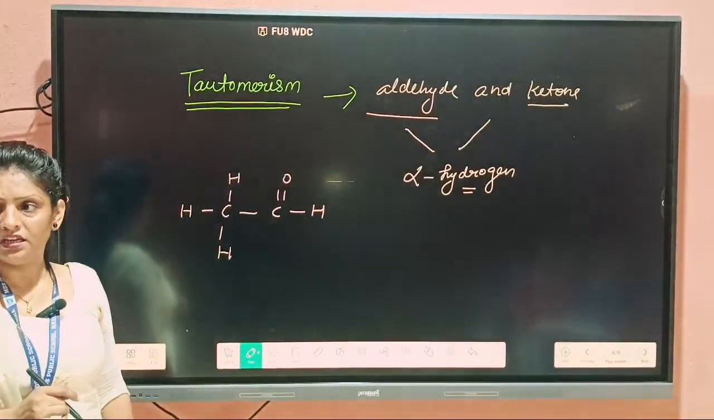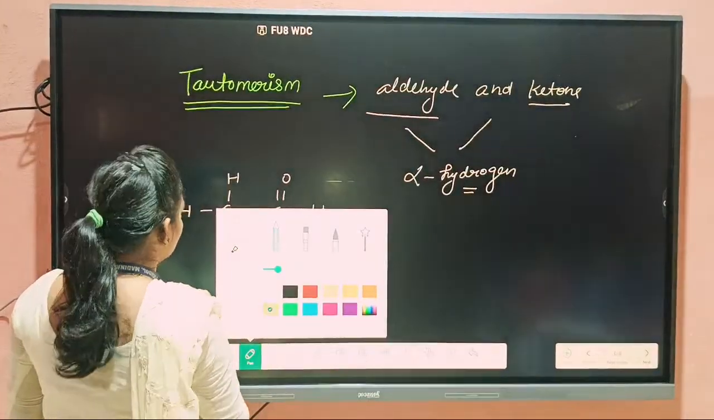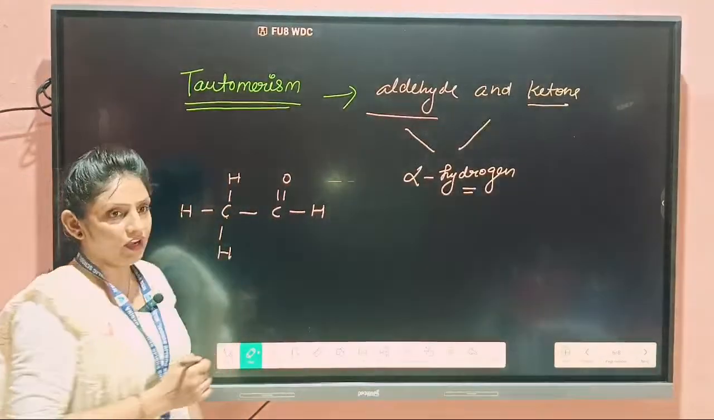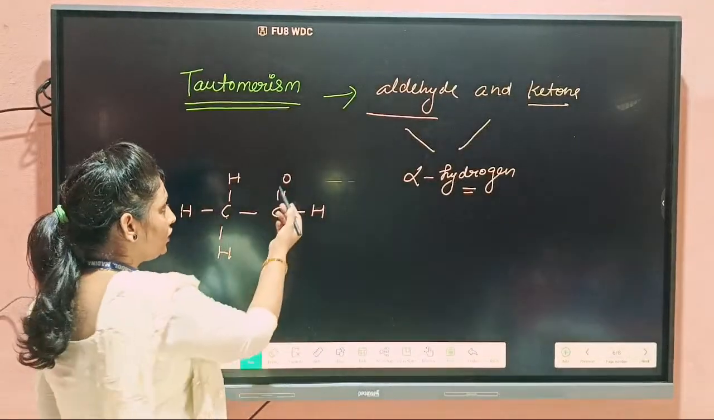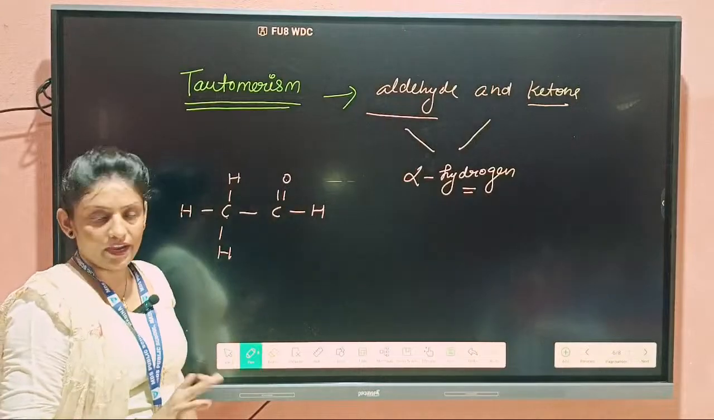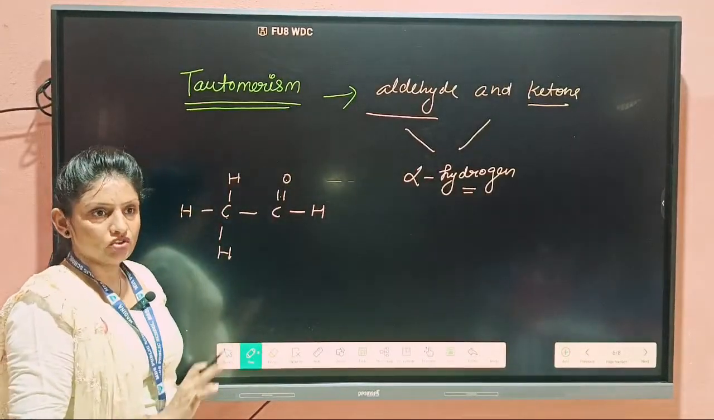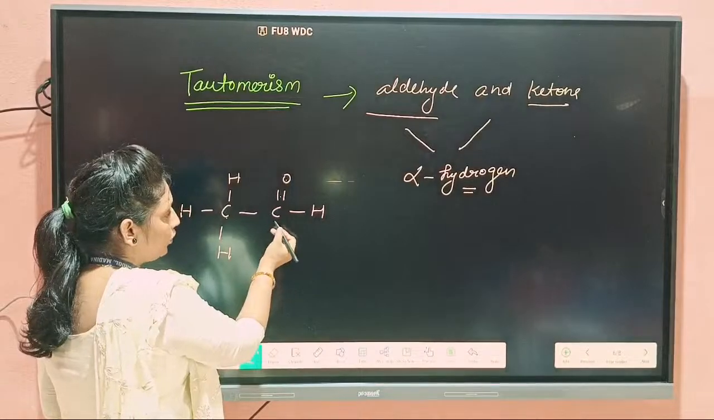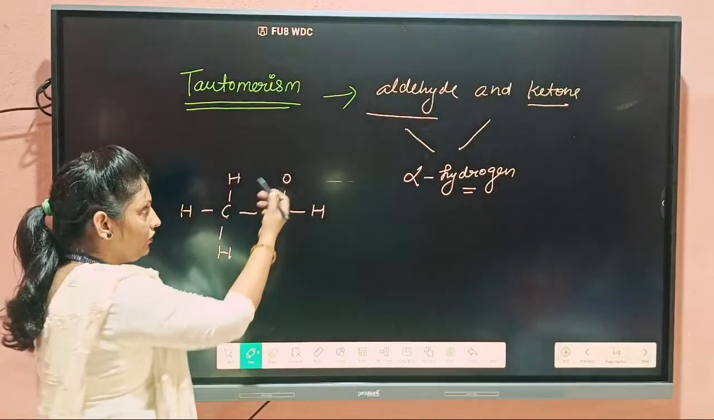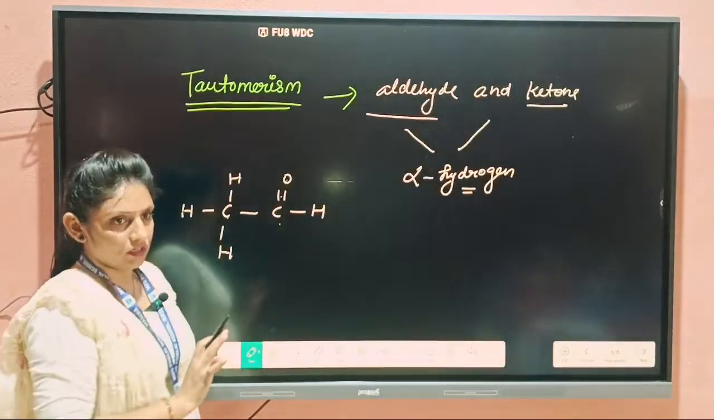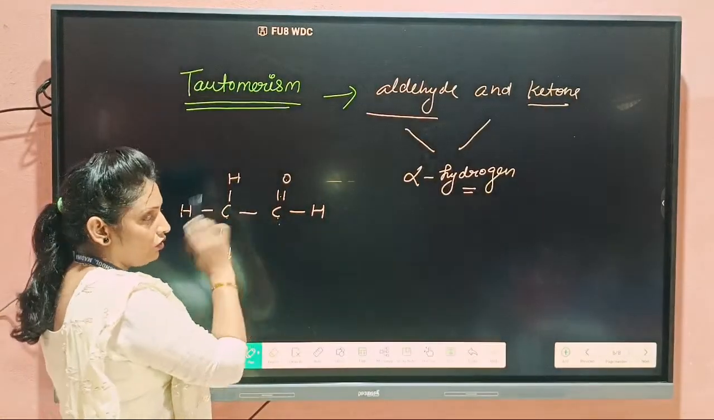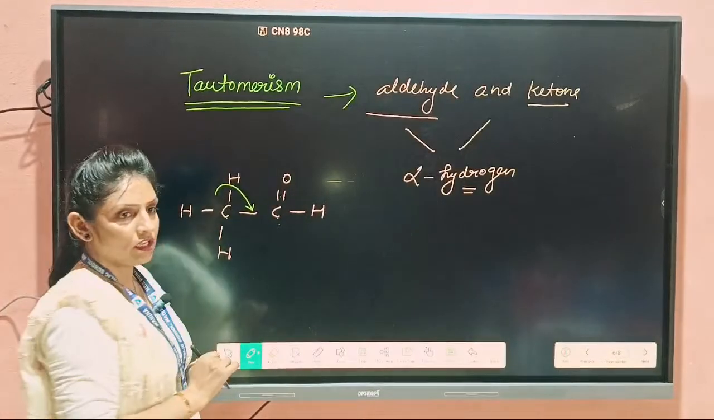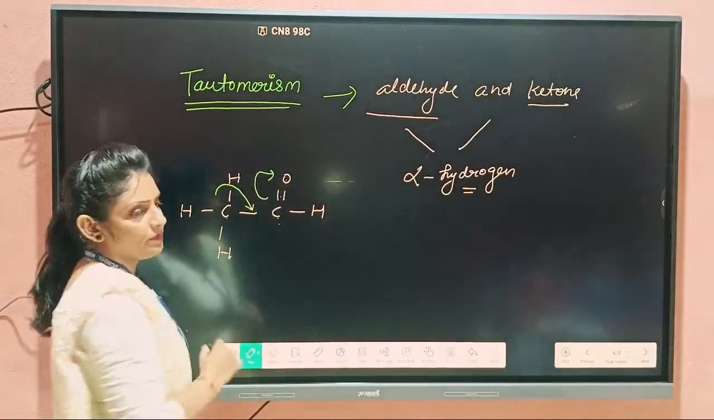CH3CHO. So here there are 3 alpha hydrogens, because this is the alpha carbon. What may happen here? You know very well, this oxygen is more electronegative and a pi bond is also present here, so it will attract the electrons towards itself. Then positive charge will develop on this carbon and negative charge on the oxygen. Then deficiency of electrons will take place here, so this bond will shift here and this will shift here.